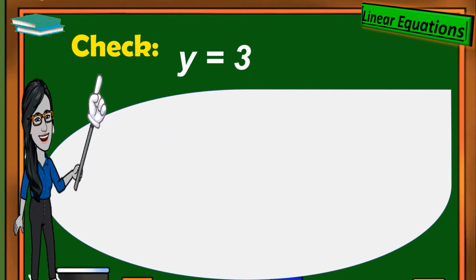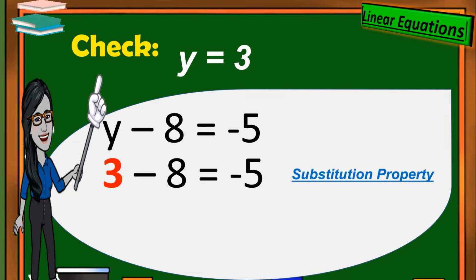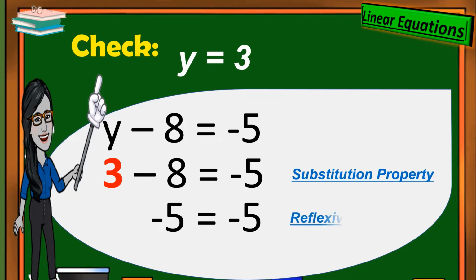Now, let's check our answer. Y is equal to 3 ang sagot natin. So, let us substitute pa din. So, y minus 8 is equal to negative 5. So, palitan daw si y ng 3. So, using the substitution property of equality. So, magiging 3 minus 8 is equal to negative 5. Tama? O, mas malaki yung mina-minus nyo. So, may utang pa kayo, no? So, negative 5 is equal to negative 5. So, our answer is correct.